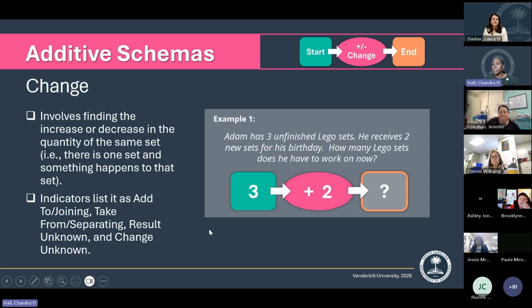So some examples of change. Adam has 3 unfinished Lego sets. He receives 2 new sets for his birthday. How many Lego sets does he have to work on now? So what would this be? What type of change situation would this be an example of?